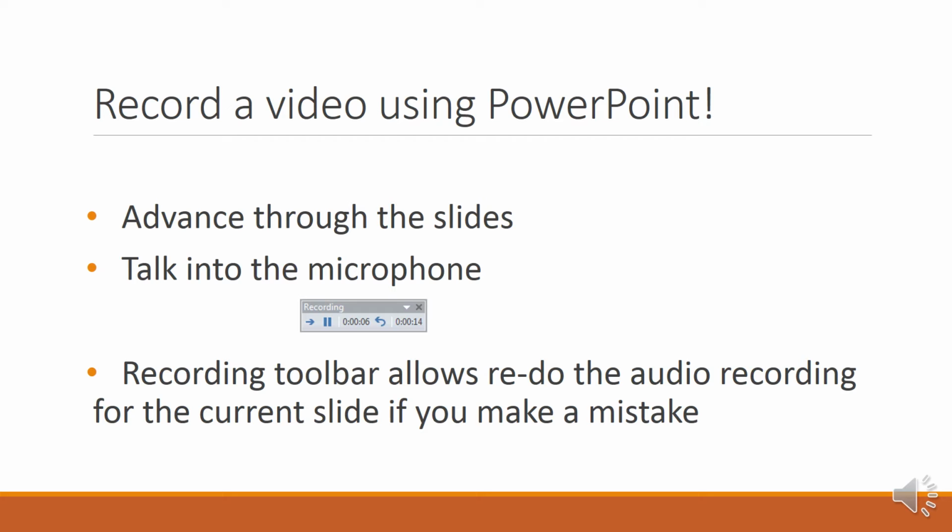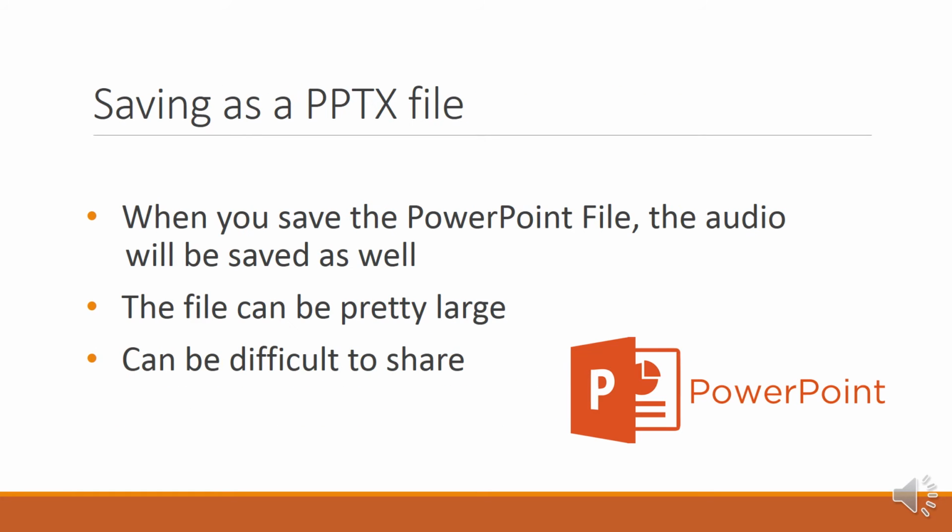So all I have to do then is advance through the slides and talk into the microphone. There's a recording toolbar that floats over the presentation that lets you pause the recording. It also has a handy redo button that lets you redo the slide that you're on. So if you mess up when you're on slide 10, you don't have to start over from the very beginning. You can just start right at the beginning of slide 10 again by hitting the little redo arrow. When you reach the end of your presentation, the recording will automatically stop.